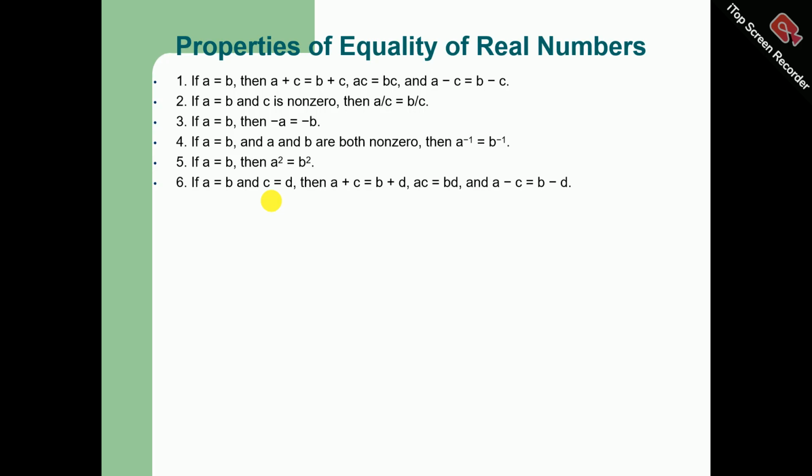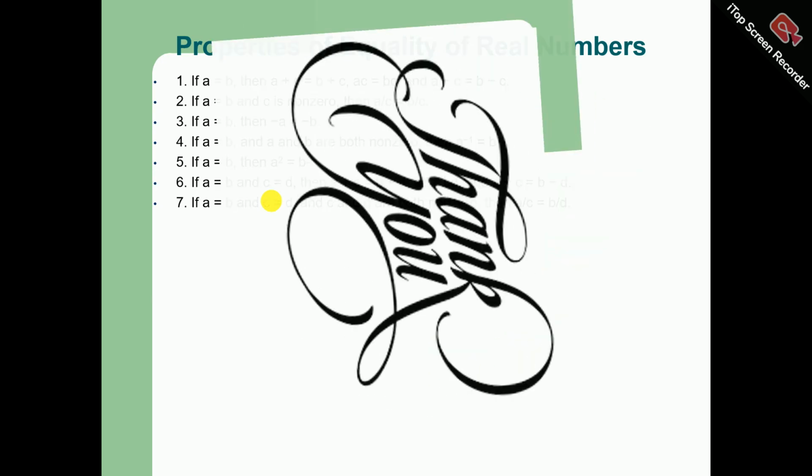If A is equal to B and C is equal to D, then A plus C is equal to B plus D, and AC is equal to B times D, then A minus C is equal to B minus D, and that can easily be proved. Number 7. If A is equal to B and C is equal to D, and C and D are both non-zero, then A divided by C is equal to B divided by D.